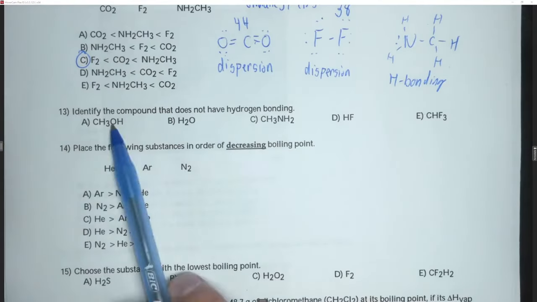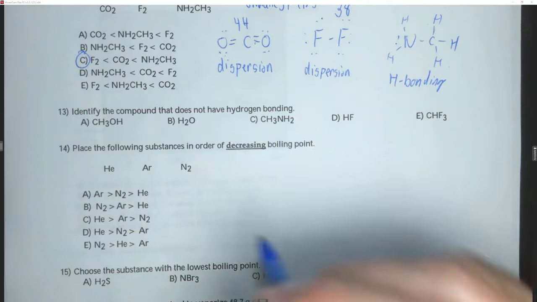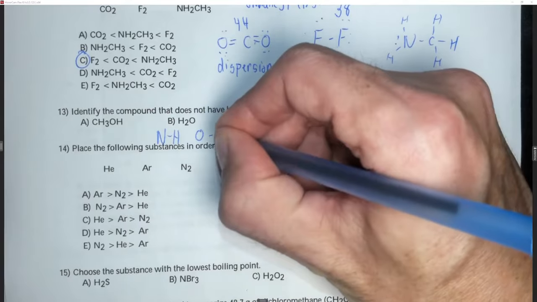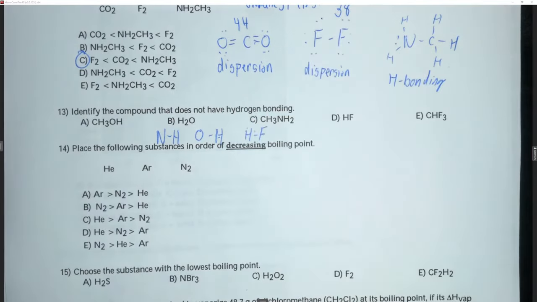All right, number 13 says, identify the compound that does not have hydrogen bonding. So, in order to have hydrogen bonding, we need an N directly attached to an H, an O directly attached to an H, or HF, which is the only example of an H directly attached to an F.